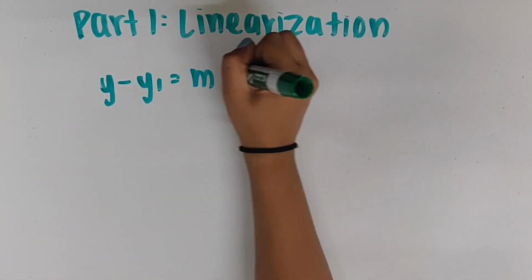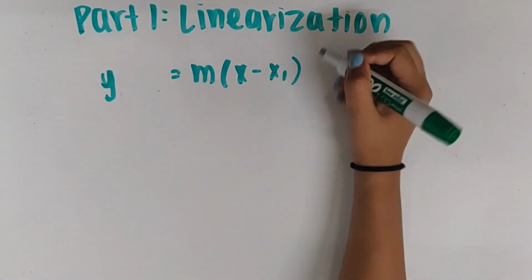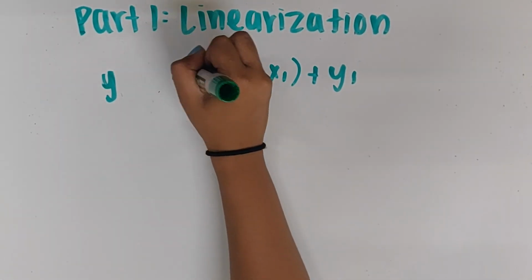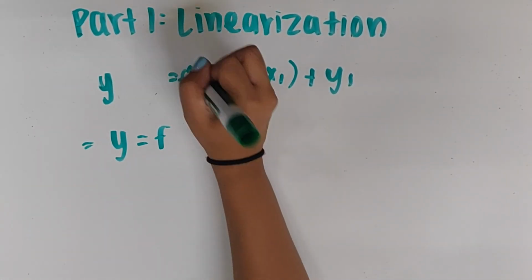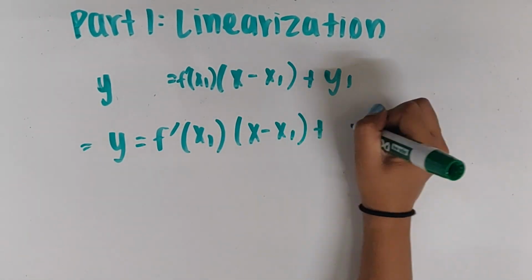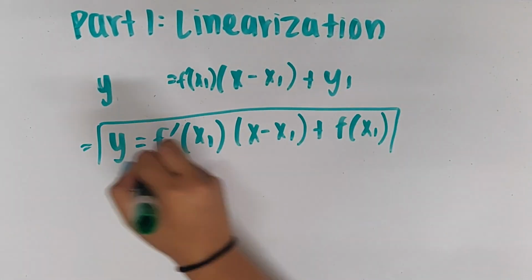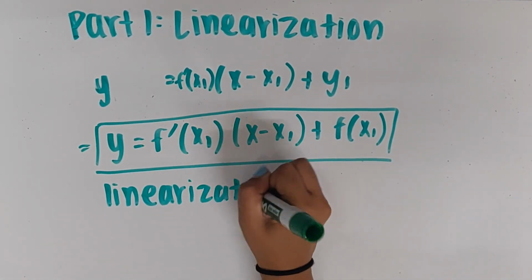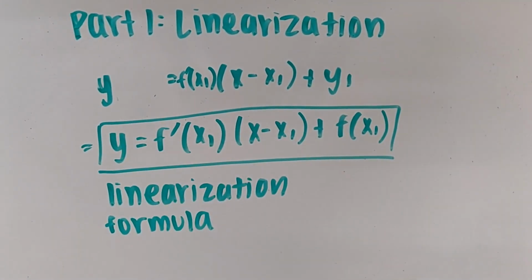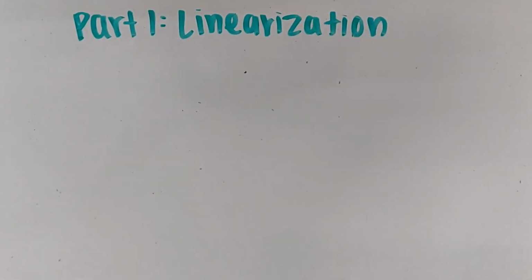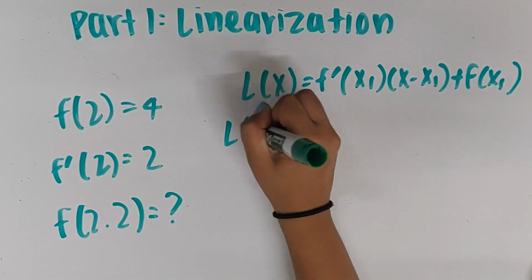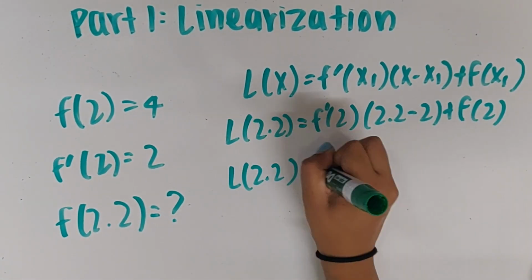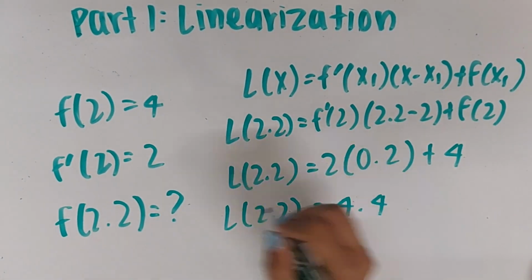Let's take the point-slope formula: y minus y1 equals m times (x minus x1). By manipulating this equation, we can substitute in our given variables to come up with the linearization equation: y equals f prime of x1 times (x minus x1) plus f of x1. After subbing in all the points, we are able to find that the approximation of f of 2.2 is 4.4.